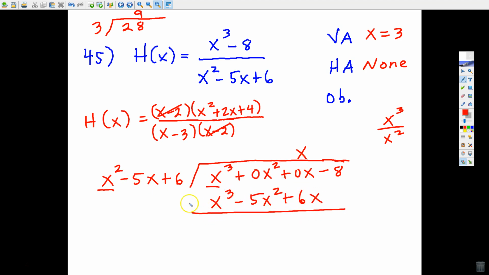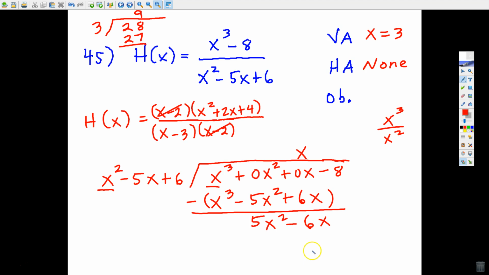And just like in typical long division, I'll go back to my real number example. What did I do here? After I multiplied 9 times 3, what did I do with the 27? Subtract, okay? And that's what I do in polynomial long division. Well, the x cubes are going to cancel, and then 0 minus negative 5 is positive 5x squared. And 0 minus 6 is negative 6x.